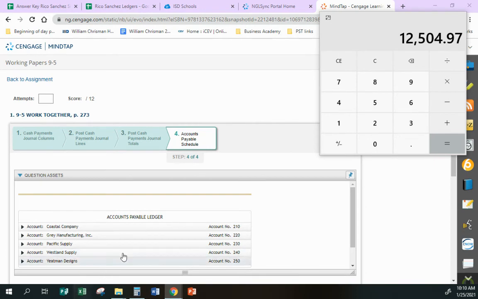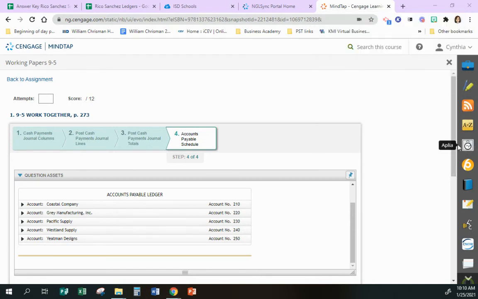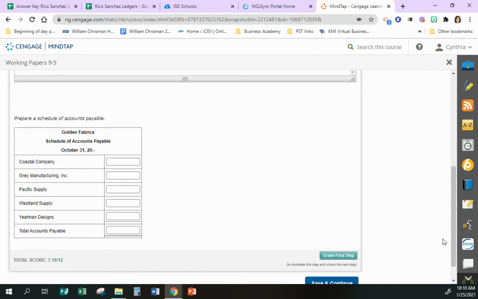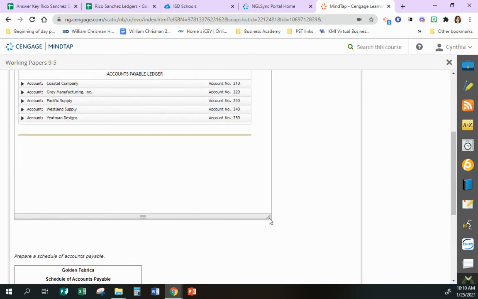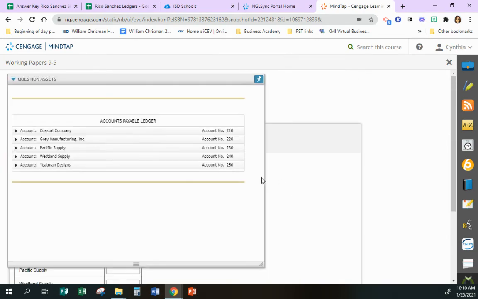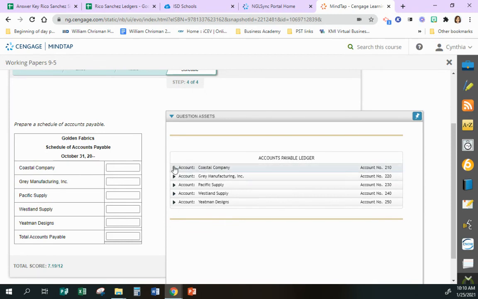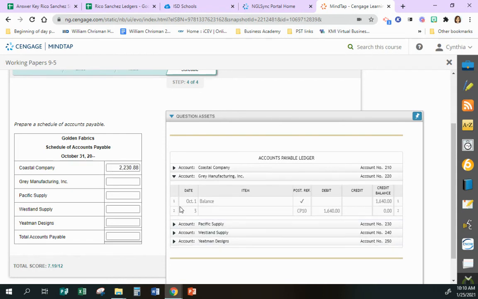And now the last step is to do our schedule of accounts payable. And what that does is it gives us the total of what's in our accounts payable account. So you're just going to look at each of those balances, and just to make my life easier, I am going to pull this down over here. So I can look at the balance of Coastal Company, and it's $2230.88. Gray Manufacturing is 0.